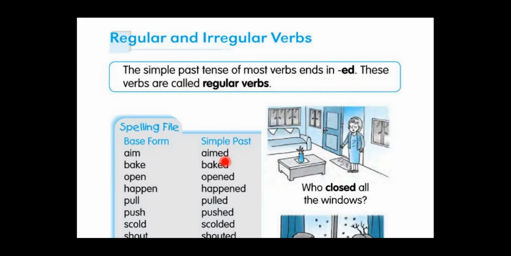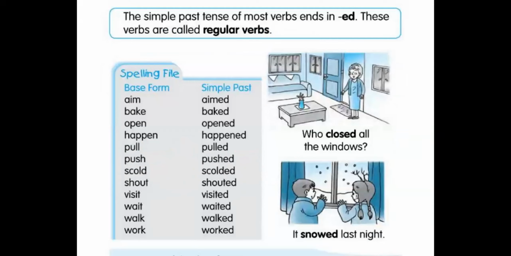As you can see, aim, aimed. Look here, Azha and Inaya, all of you look here. Aim, aimed. Baked. So here, what are we adding? Ed. When we are adding ed to the words, it is known as regular verbs. What is it known as? Regular verbs, when you add ed to the verbs.